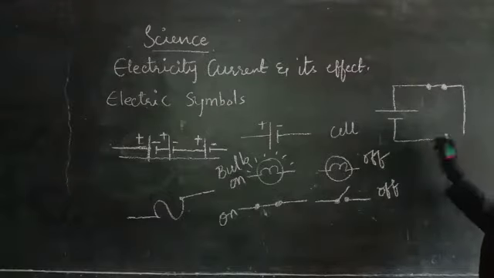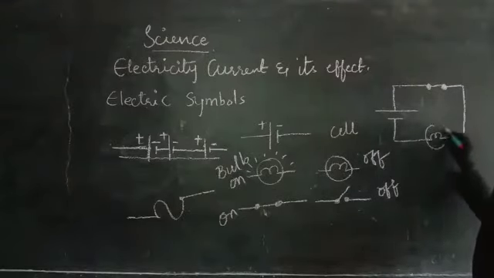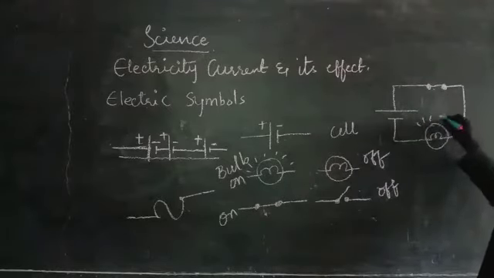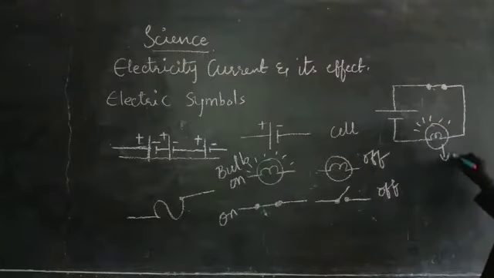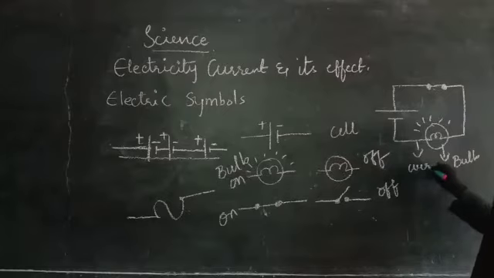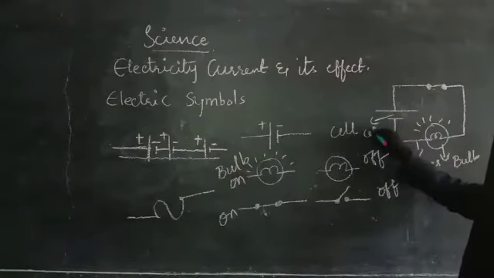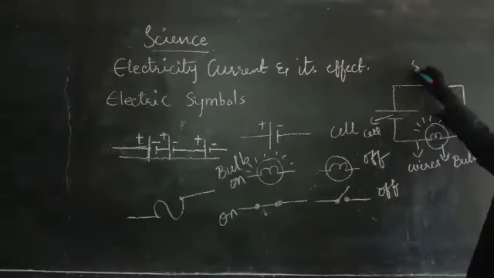Then here will be the bulb. Now the switch is in on position. Switch is in on position. Then the bulb will glow. So what is this? Bulb, wires, cell, switch.